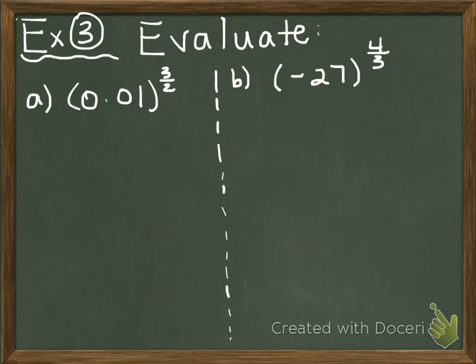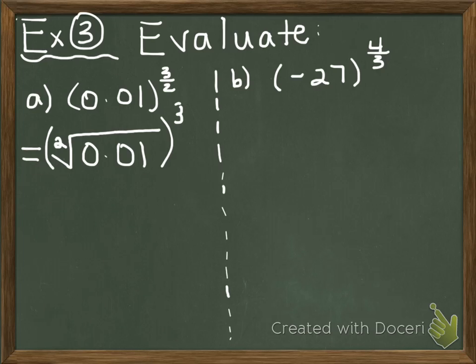As our third example, we're going to evaluate some powers that have fractional exponents where the numerator is a number other than 1. So if we look at example A, we want to know what is 0.01 to the exponent 3 over 2. So we use our rule. The base is 0.01, so that means our radicand is 0.01. The denominator is a 2, so that means our index is 2, and you can write the 2 in there, but it's not necessary. And our exponent is going to be the numerator, which is a 3.